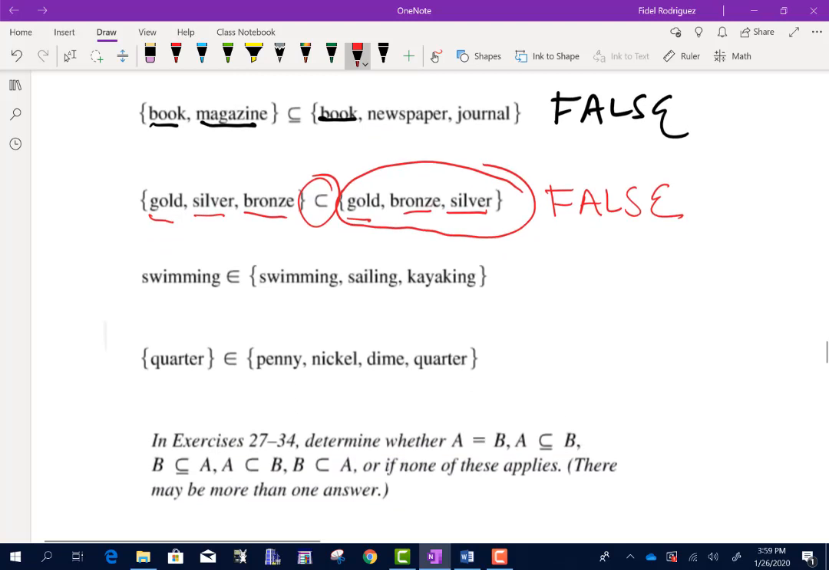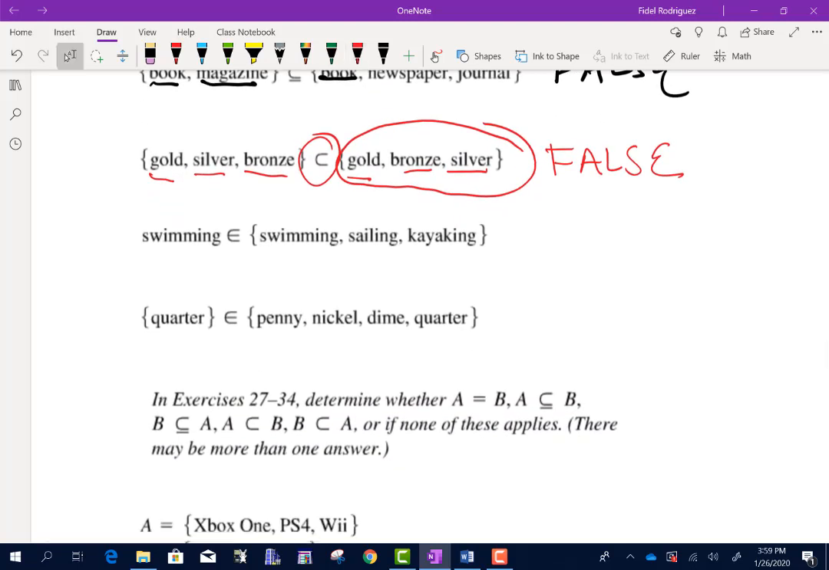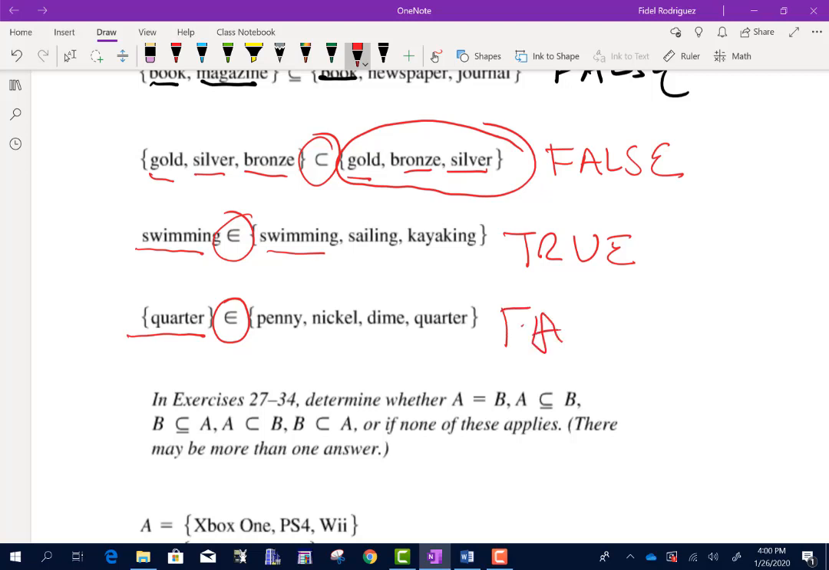Okay. All right. Now let's take a look at this one here. Swimming. This has an element. Notice, no squigglies. Is the word swimming one of the words that's here? Yes, it is. This is going to be true. Now, again, look at this. We have an element, but because we have the squigglies and these individual words don't, this is going to be false, right?